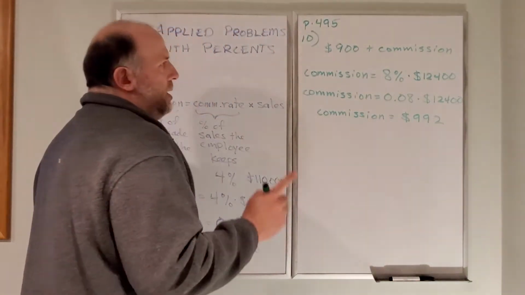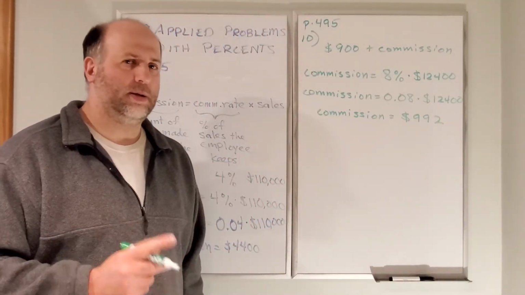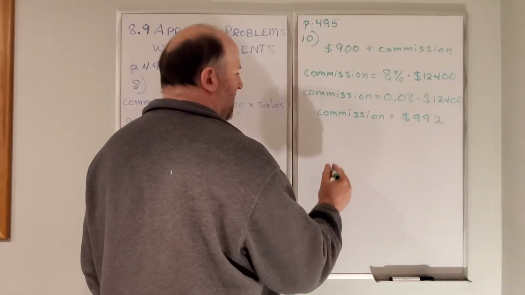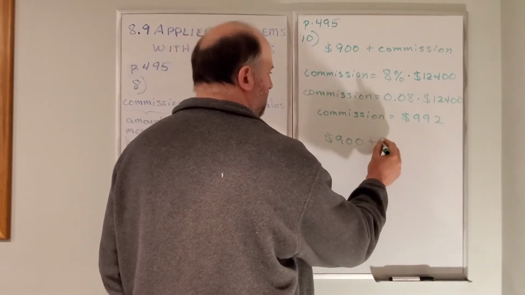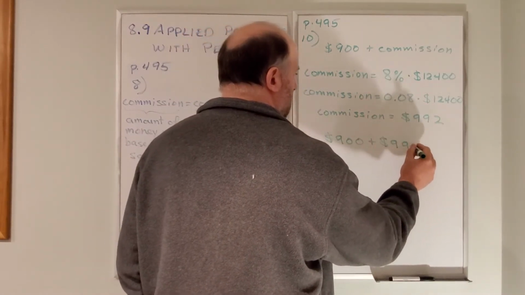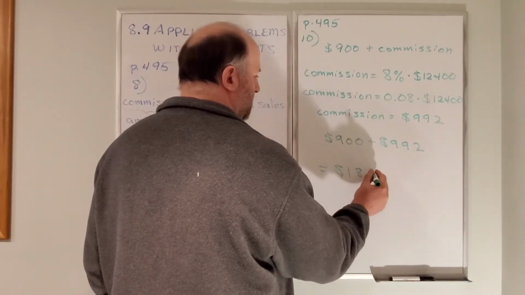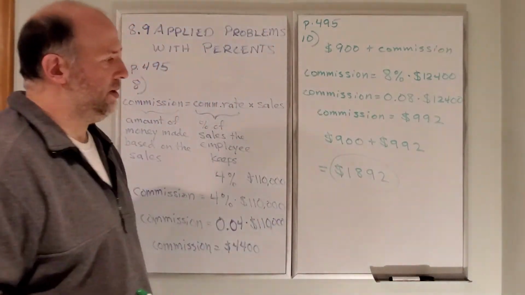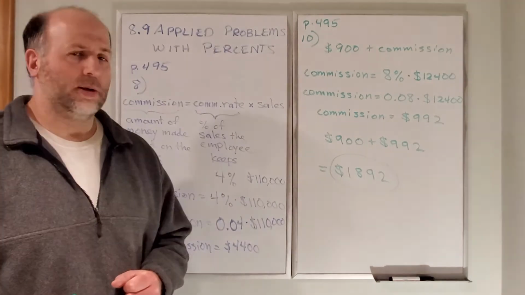Okay. So her total pay is not just going to be this 992. It's going to be the 992 plus the flat pay of 900 that she always receives. So it looks like she makes a total of $1,892 in this particular month.